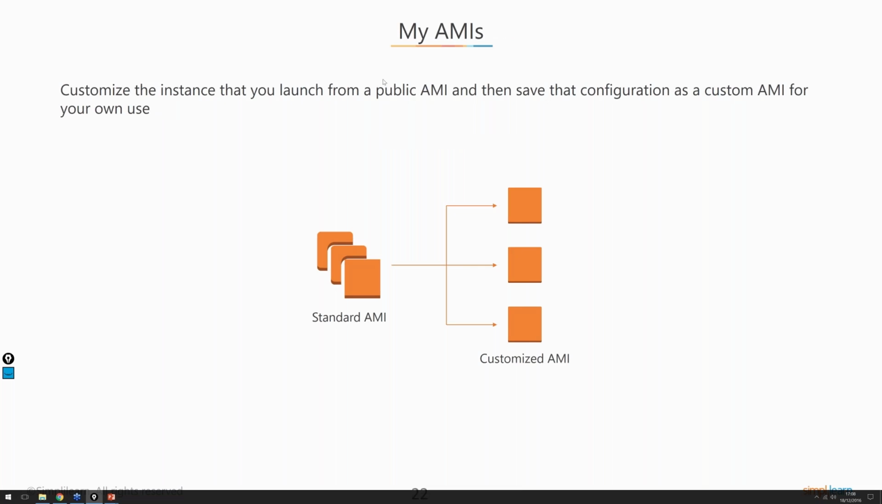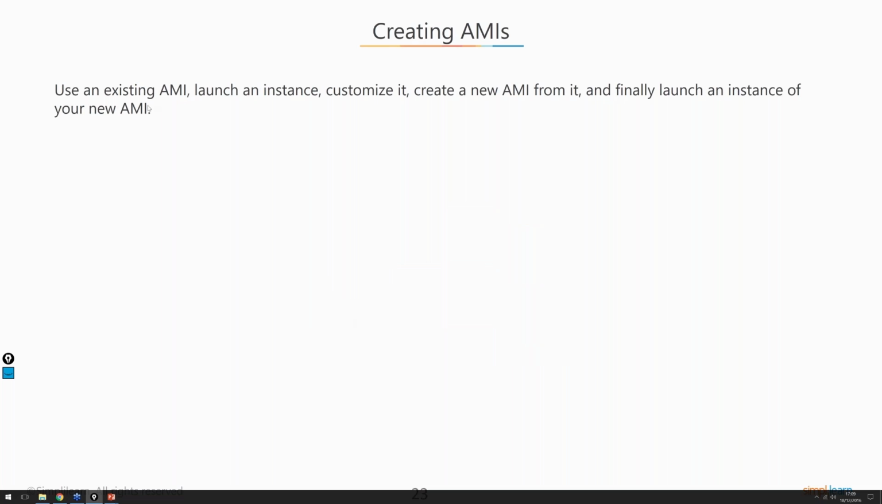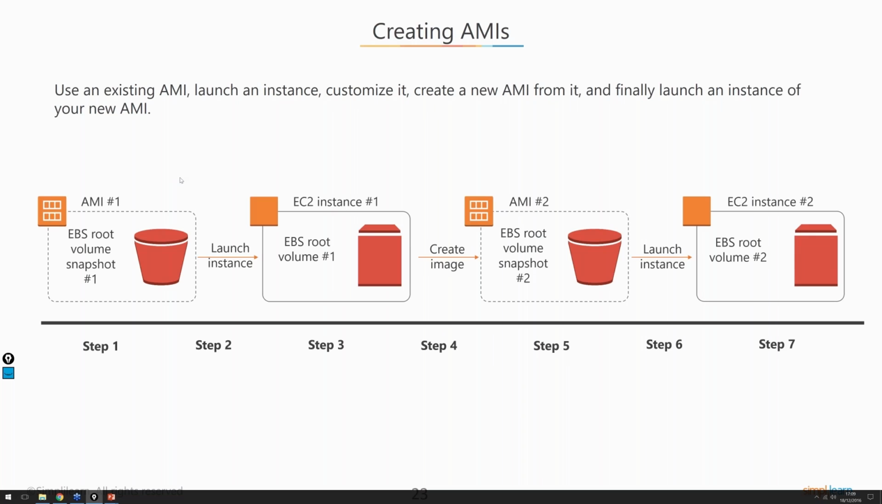So now you can, as I said already, have a standard AMI that was deployed by AWS, and then you can customize the AMI to your liking and save it. And we'll be showing you how to do this. So creating an AMI: use an existing AMI, launch an instance, customize it, and create a new AMI from it. And finally, launch your instance as a server. So this is exactly what we said.